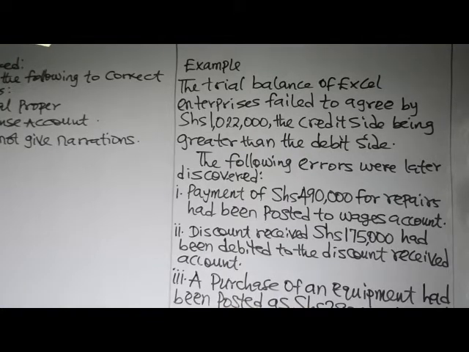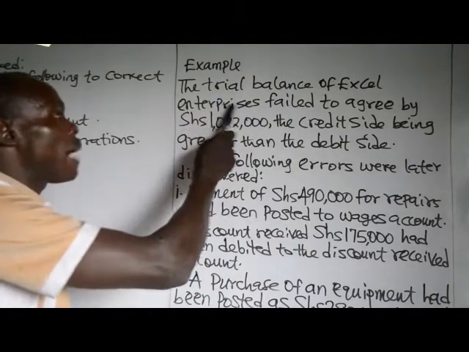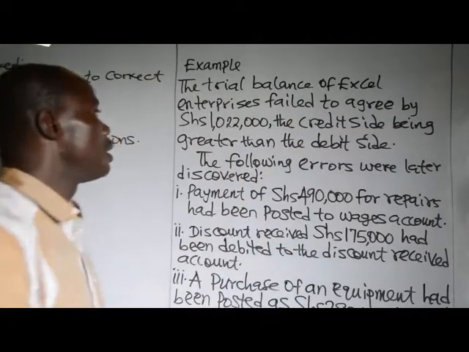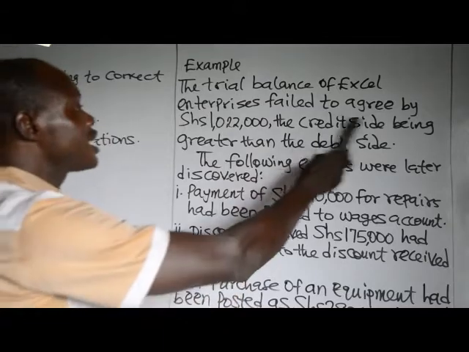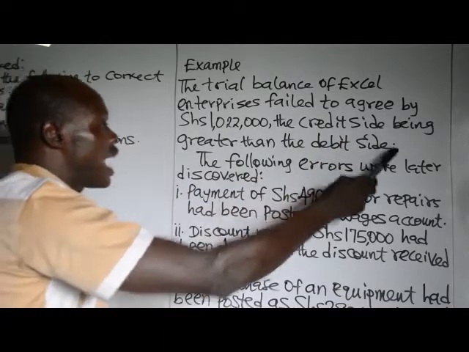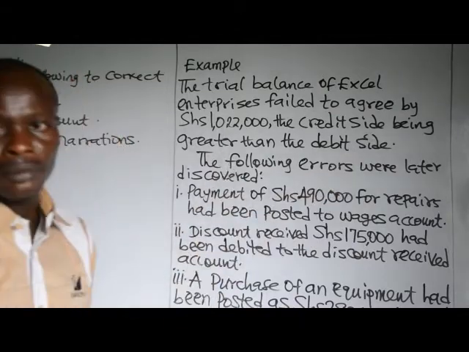Example. This question is obtained from Uganda Certificate of Education Examination, Uganda National Examination Board, Principles of Accounts. The trial balance of Excel Enterprises failed to agree by 1,022,000 shillings, the credit side being greater than the debit side. The following errors were later discovered.